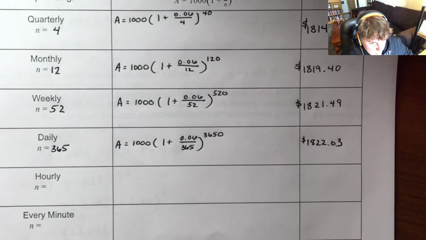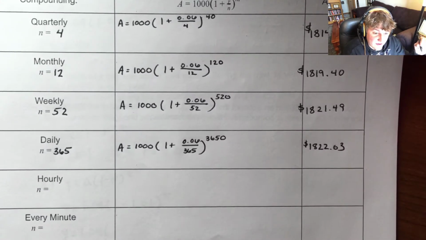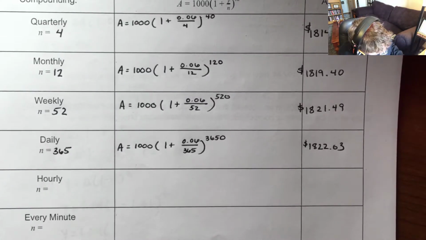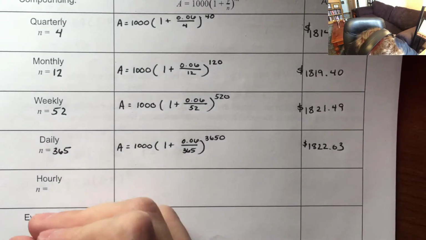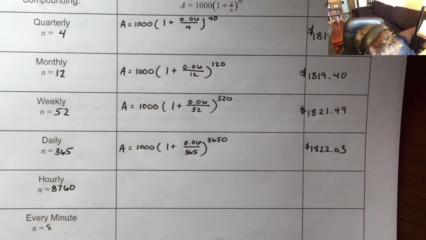Okay, what about hourly? So we would need to think about how many hours are going to be in a day, which is 24. There's 365 days in a year. So I need to take 365 and multiply it by the amount of hours in each day, which is 8,760.